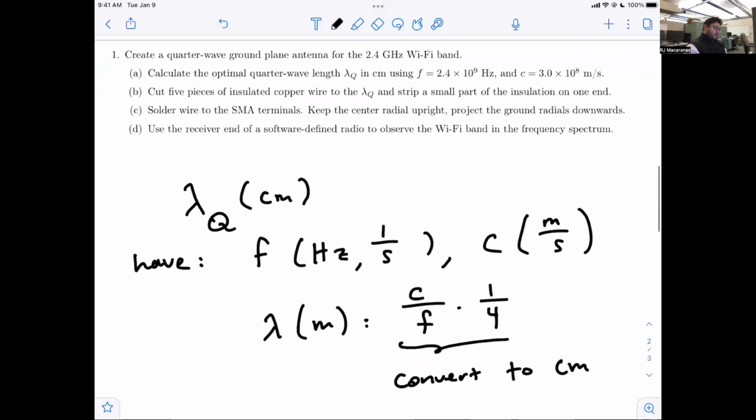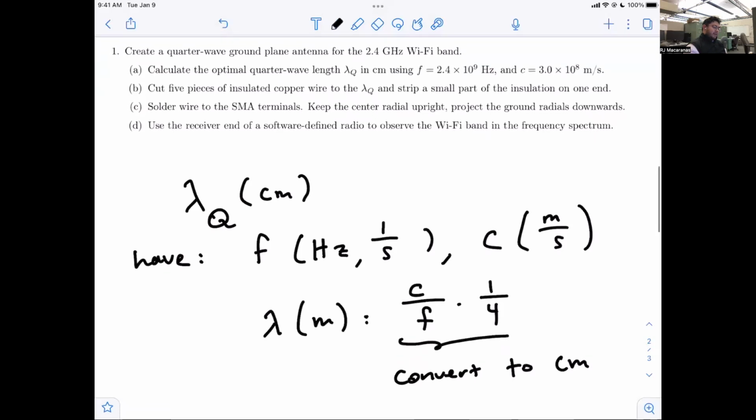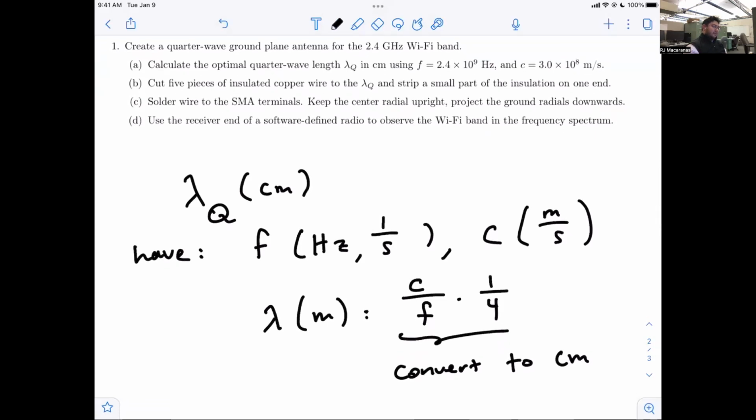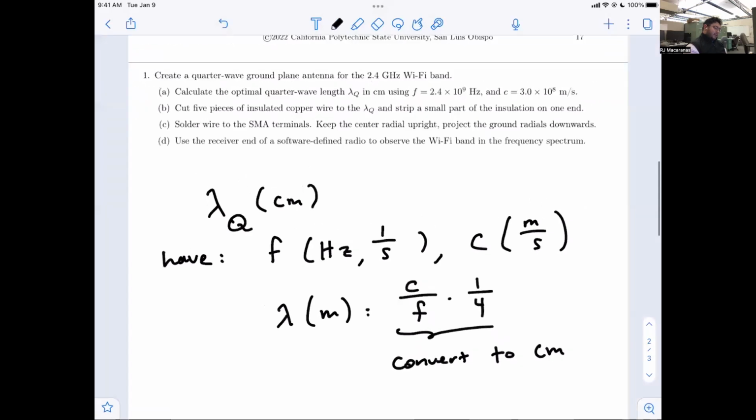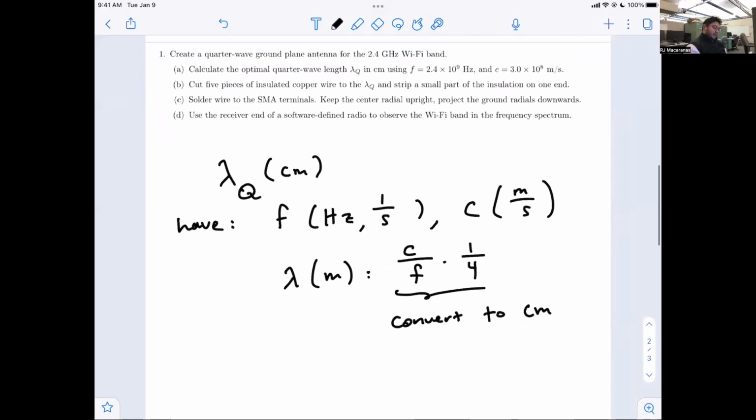And then I provided some background reading, or a link to some hobby page that talks about the background theory for quarter wavelength antennas, and you're welcome to read on about that. But we're just going to be constructing one and looking at the frequency spectrum.